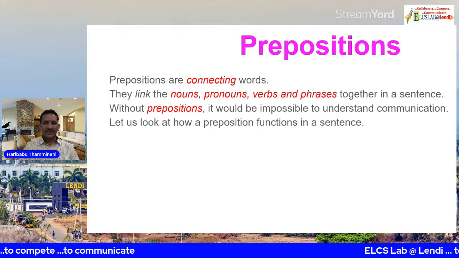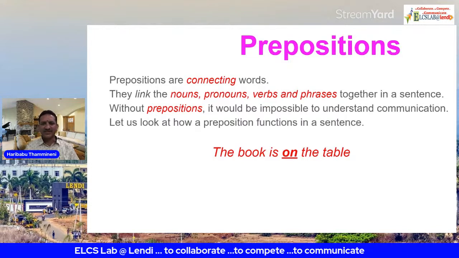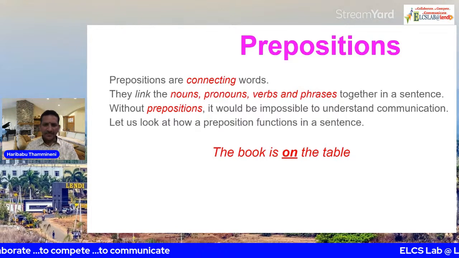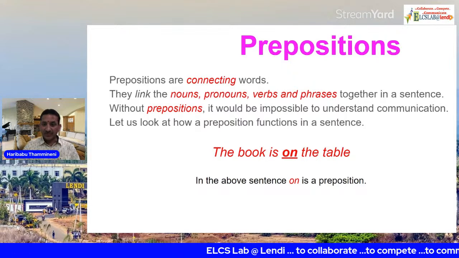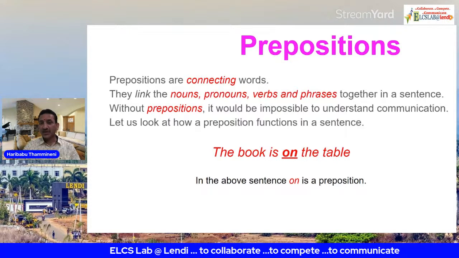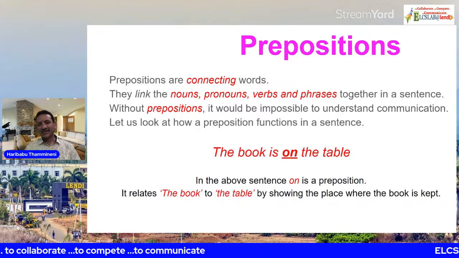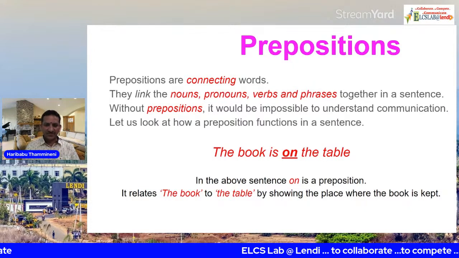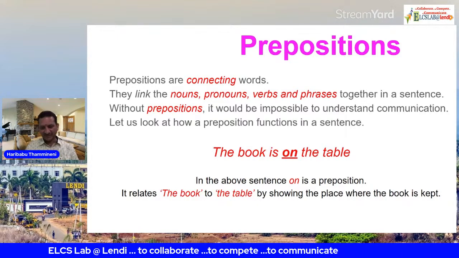So, if you can see, there's an example: The book is on the table. It's a very simple, common example of how it talks about the relationship between the book on one side and the table on the other side. So when you observe here, the book and its placement, where and how, is linked by the word on. So in the above sentence, on is a preposition because it relates the book and the table by showing the place where the book is kept, right?